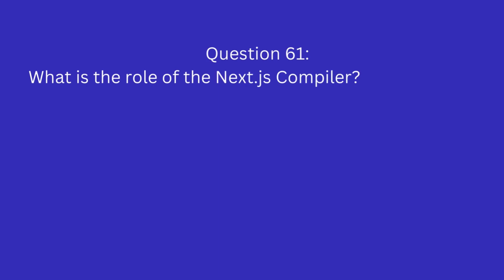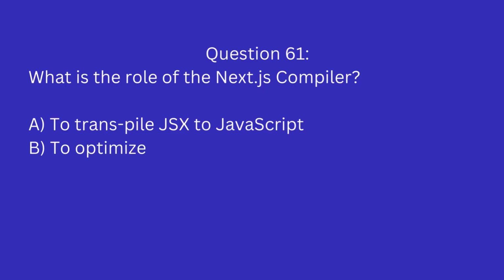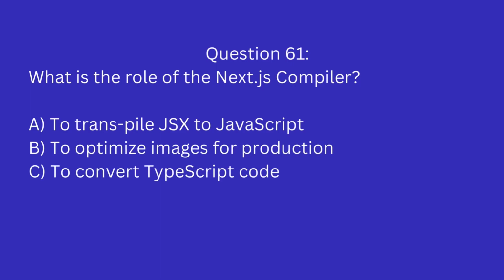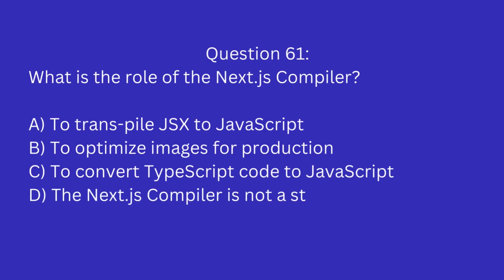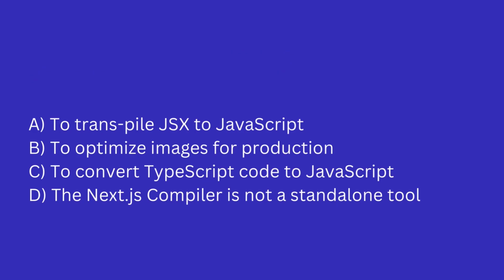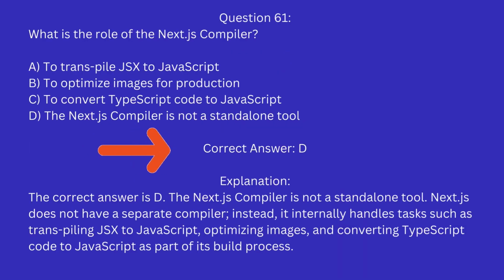Question 61. What is the role of the Next.js compiler? A. To transpile JSX to JavaScript. B. To optimize images for production. C. To convert TypeScript code to JavaScript. D. The Next.js compiler is not a standalone tool.